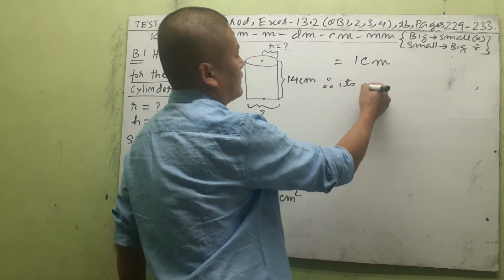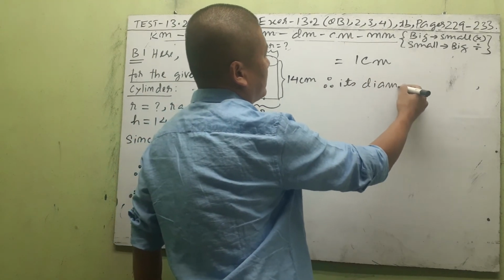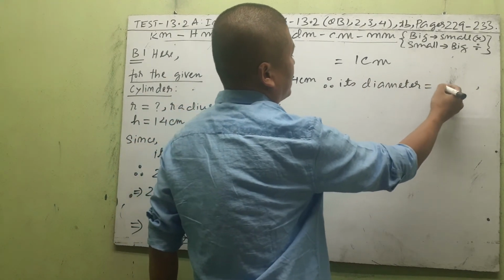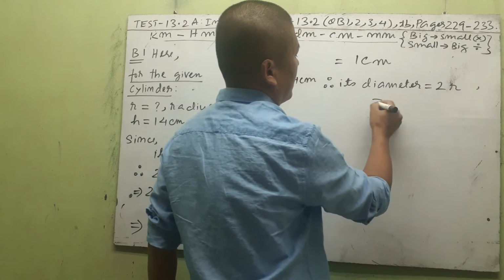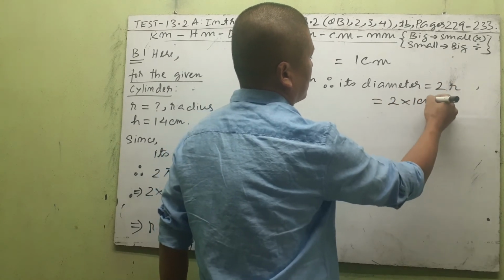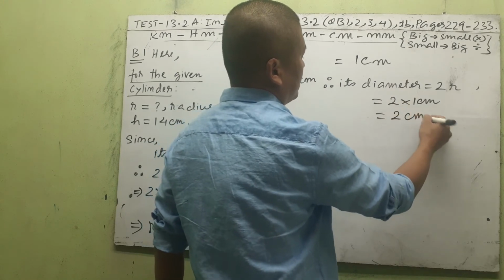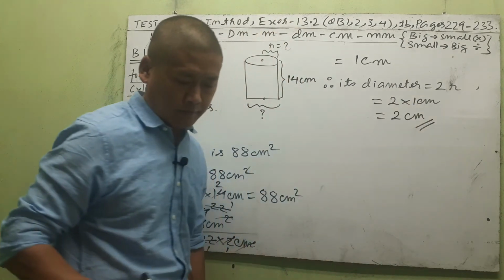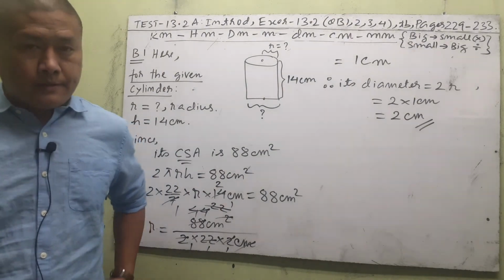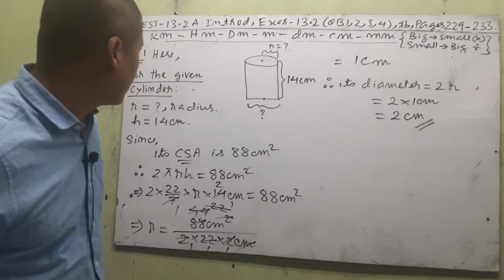So the diameter of the cylinder is always twice the radius. So 2 into 1 centimeter, as we got R as 1. 2 1s are 2 centimeter is the diameter of this cylinder. I hope you're getting it right. And let's go to B2.